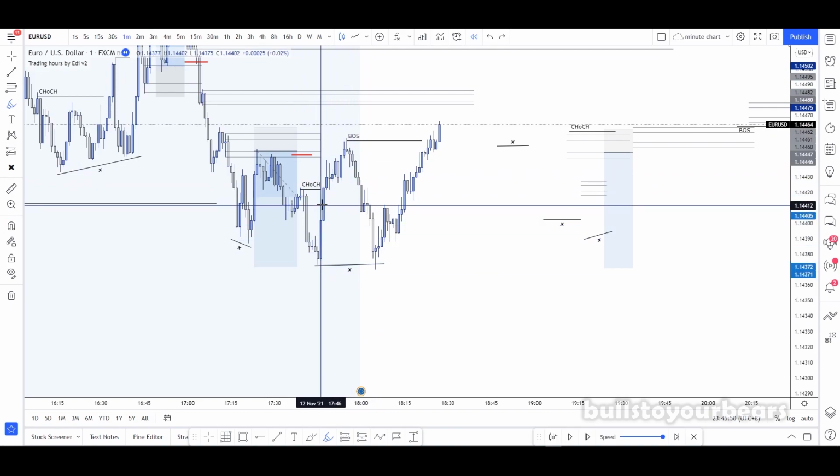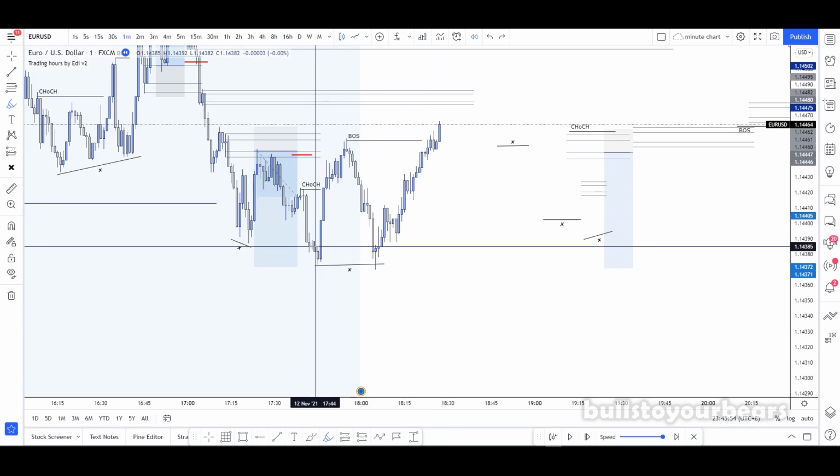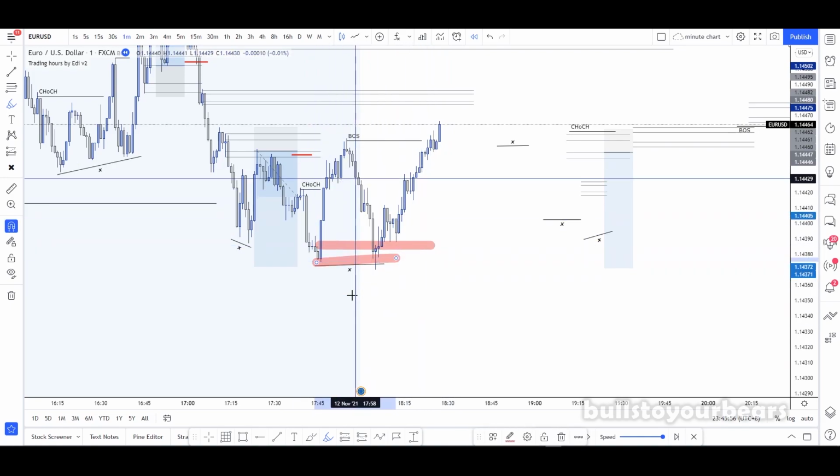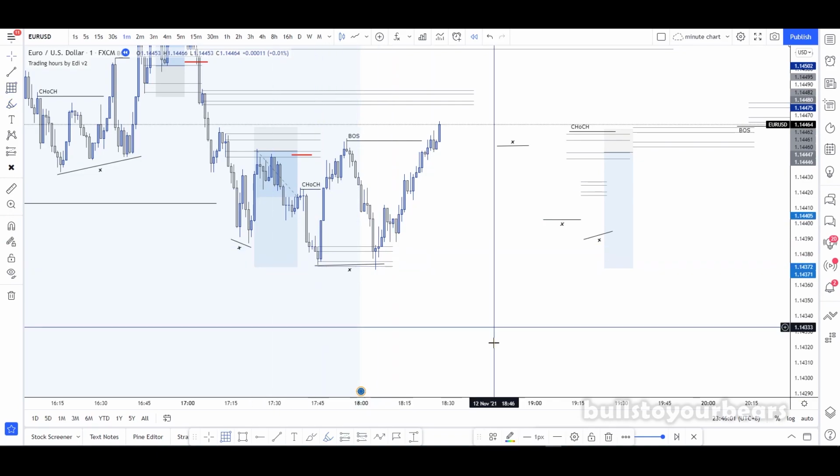Simple as that. Is there a candle here? No. Is there a candle here? Yes. So now where is the demand zone? This is the demand zone. You can simply take a trade off here. Yes, you can just take a trade off here, simple as that.